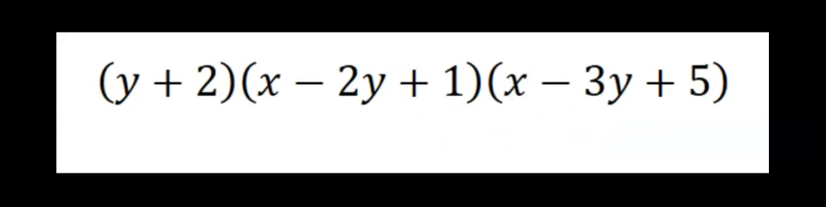And so my final factorization is (y plus 2)(x minus 2y plus 1)(x minus 3y plus 5).